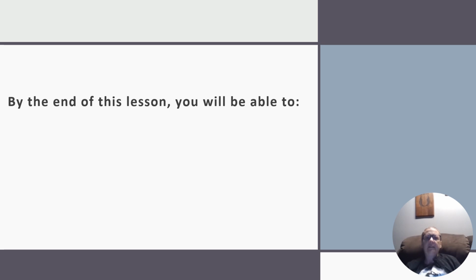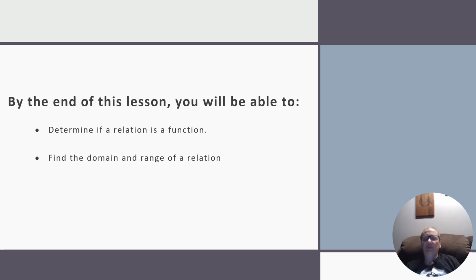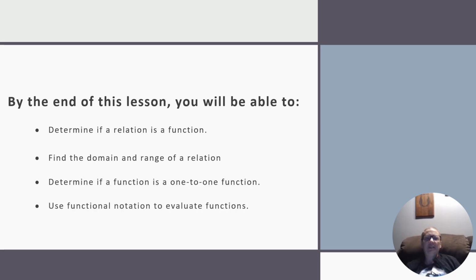By the end of this lesson, you will be able to do the following things. You'll be able to determine if a relation is a function. You'll be able to find the domain and range of the relation, determine if a function is a one-to-one function, and use functional notation to evaluate functions.